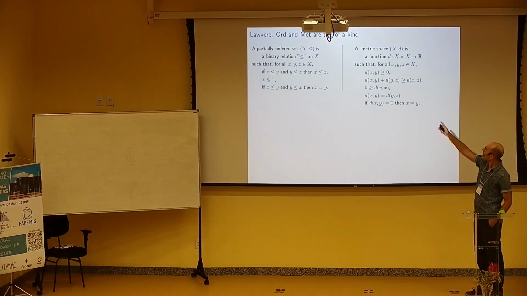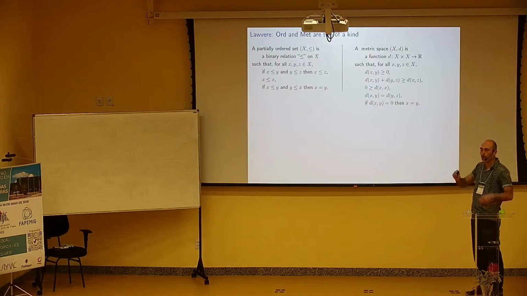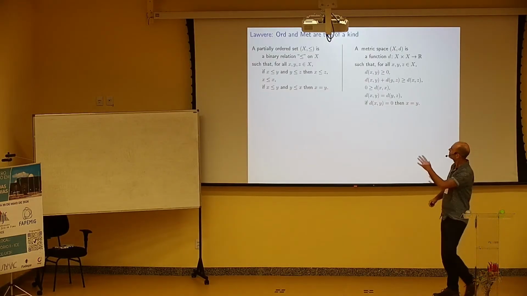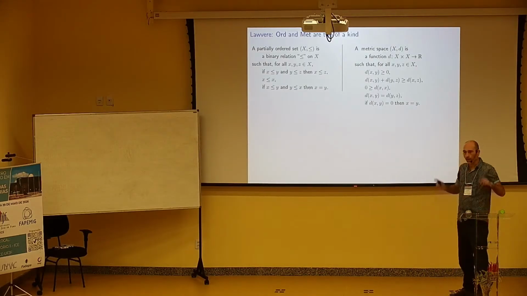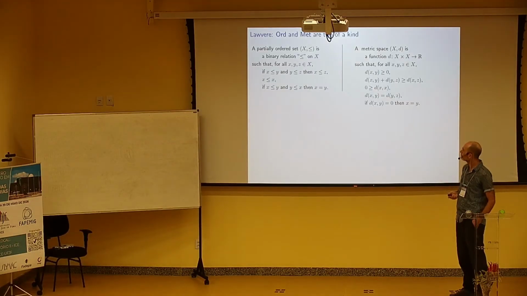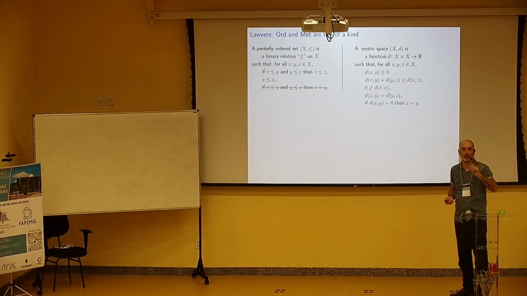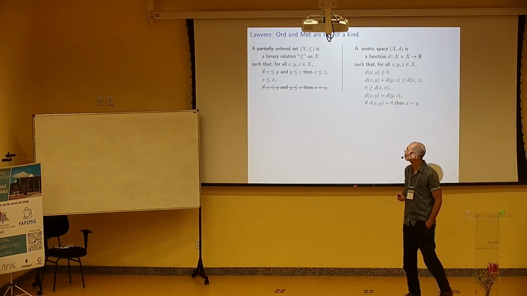I've written here the definition of partially ordered set that you know, and of metric space that you know, and I'm going to work these two definitions a little bit, to show you in Lawvere's way why they are the same. So first on the left, a partially ordered set is a binary relation which is transitive, reflexive, and antisymmetric. I don't care about the partial, so I just cut away antisymmetry. I work with preorders, okay?